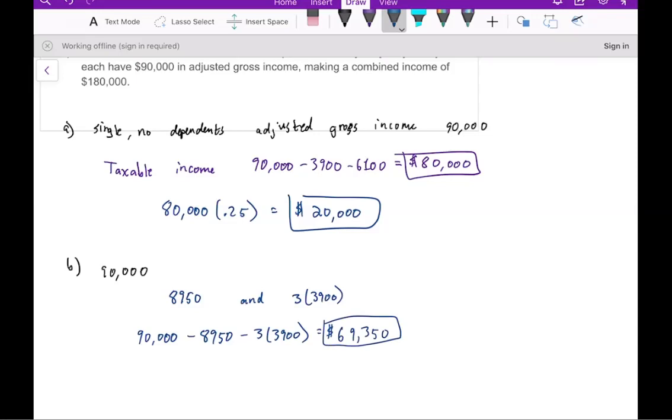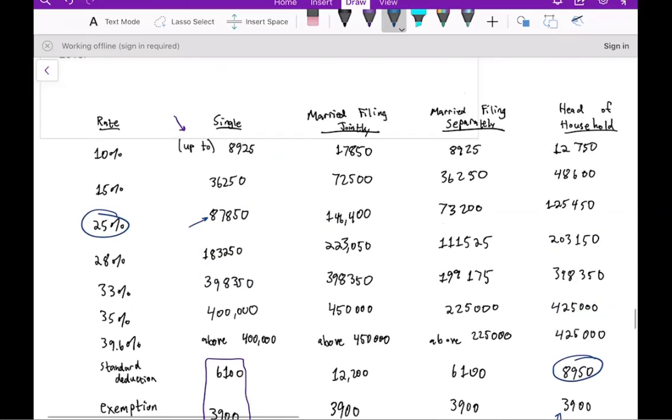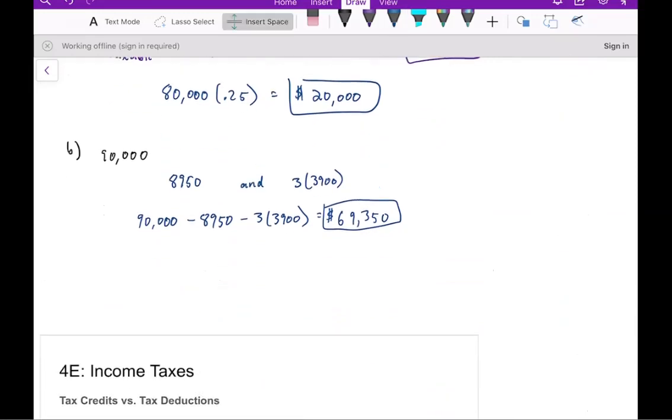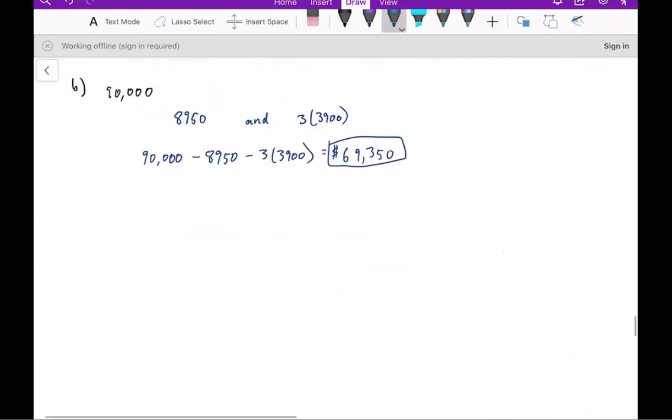So now we go back to our table, and $69,350 is still going to be in this range here, so still at the 25% rate. So if I take 25% of 69,350, I'm going to get 0.25 times 69,350. We get that we're going to be paying $17,337.50.